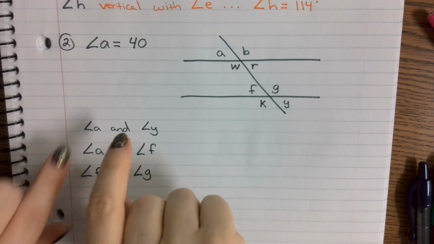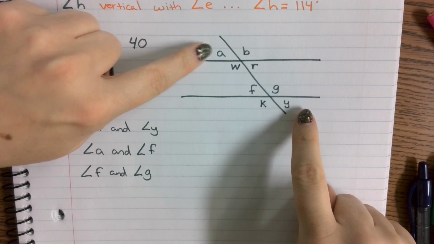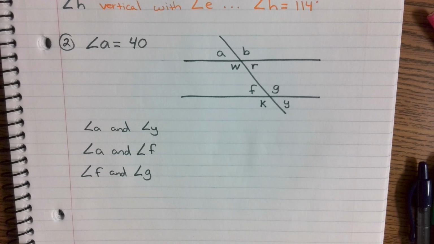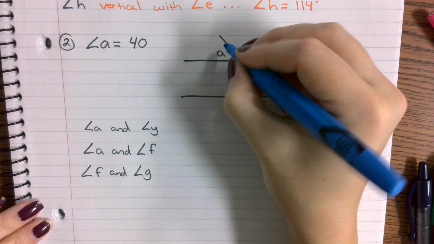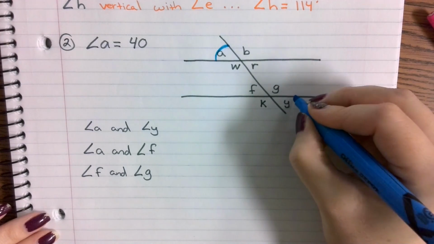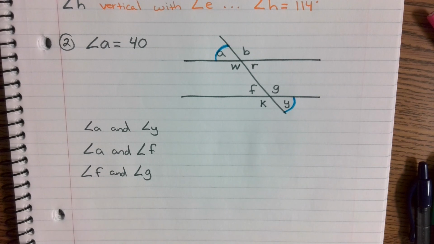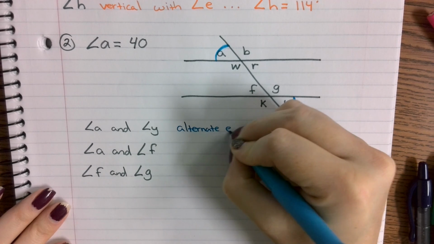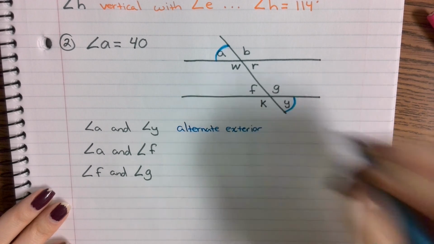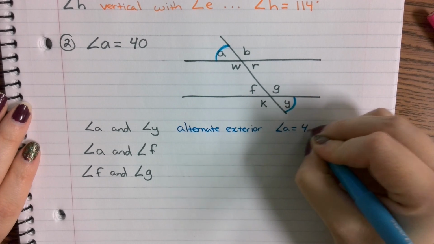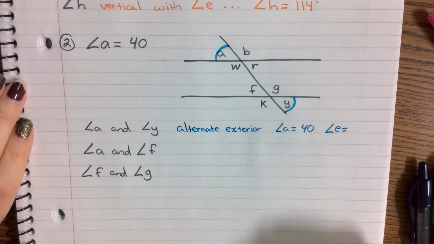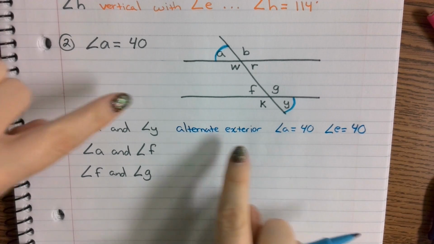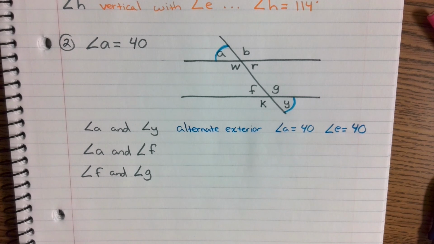Who can tell me what is the relationship for A and Y? Eric? Alternate exterior. So that's going to be our blue. So angle A and angle Y are alternate exterior. And we already know that angle A is equal to 40, so what does angle Y equal? It also equals 40, right? They are alternate exterior, so they are equal to each other.